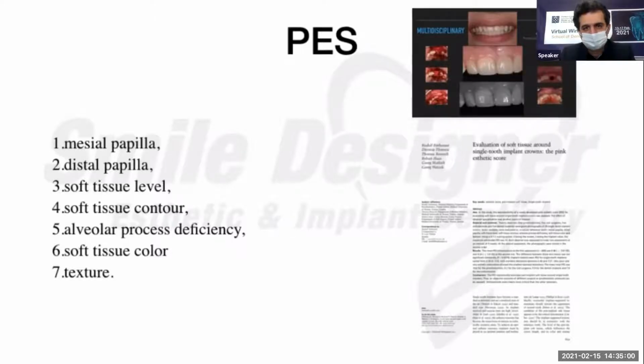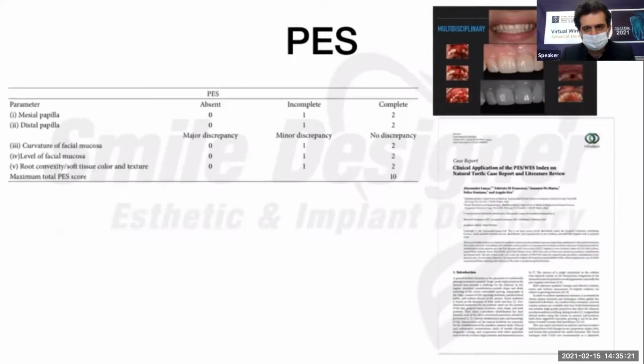Furhauser and colleagues introduced a distinguished proposal termed the pink aesthetic score to assess the gingival condition according to 7 parameters: mesial papilla, distal papilla, soft tissue level, soft tissue contour, alveolar process deficiency, soft tissue color, and texture.